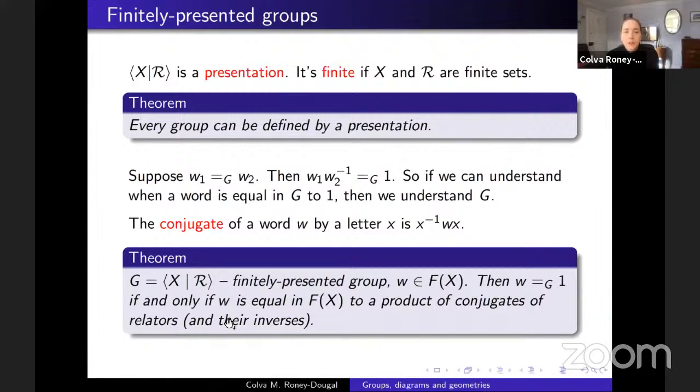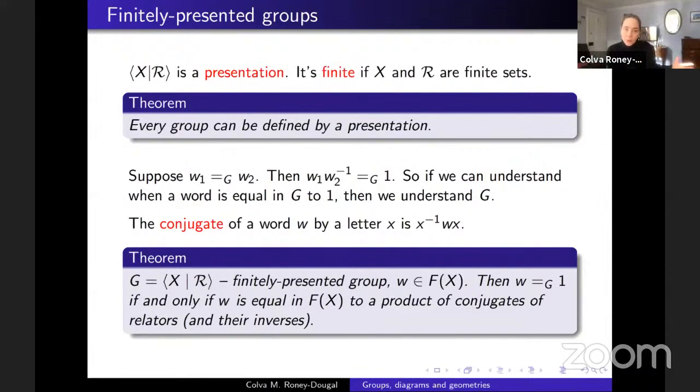Now, one direction of this is really easy. So if something is a product of conjugates of relators and their inverses in the free group, then we know that in G, I can delete the relators and I can delete their inverses. And if I delete relators and their inverses, all I see left is the conjugating elements, and I can delete little pairs, X X inverse, as well.